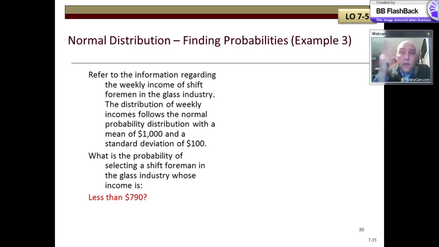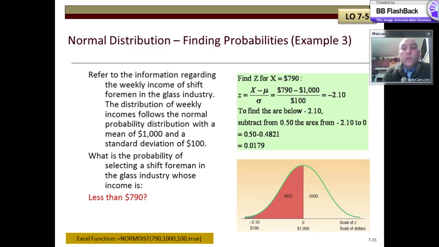The third example says, what's the probability that someone makes less than $790? First step, write the process, raw to z to area to prob, and draw the picture. We've drawn the picture down here. Picture looks quite similar to the last one. We put 0 down here. We know that's our mean of 1,000. We know we're going to be looking at 790, so we're going to put 790 on this table down here. We convert 790 to a z-score. That's the second thing. Convert the raw score 790 to a z-score of negative 2.1.